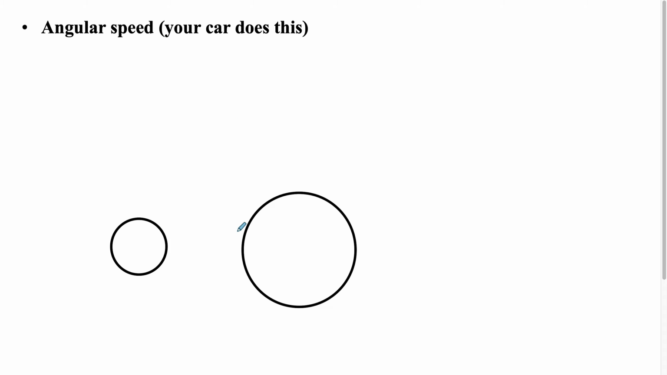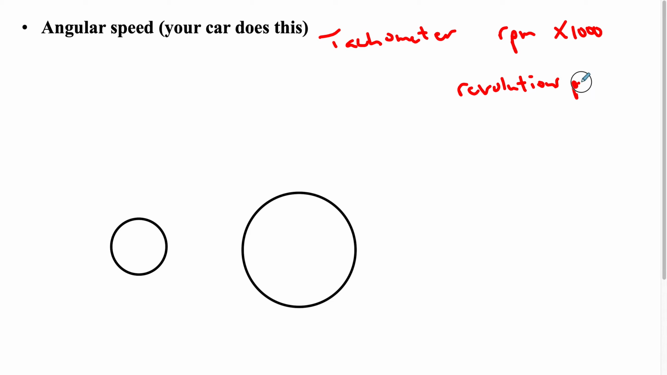All right, now we're going to apply this. Angular speed. Angular speed, have you ever heard of a tachometer, or a tach, sometimes how it's abbreviated? It measures something called RPMs. In fact, how fast the engine is turning. Typically, if you look on there, it'll say times 1,000. So if it says 1, that means it's 1,000 RPMs, 2, 2,000 RPMs, and so on. This means, or is short for, revolutions per minute.